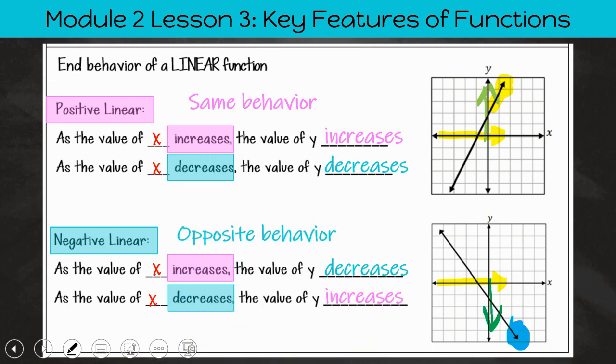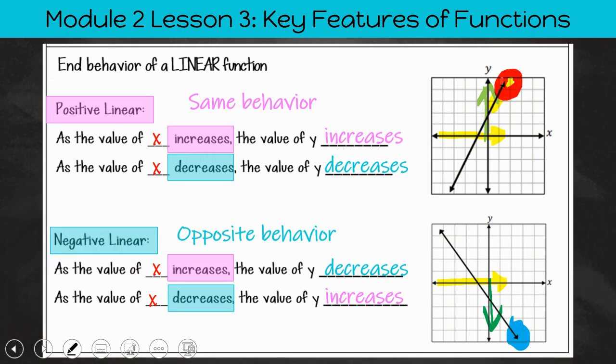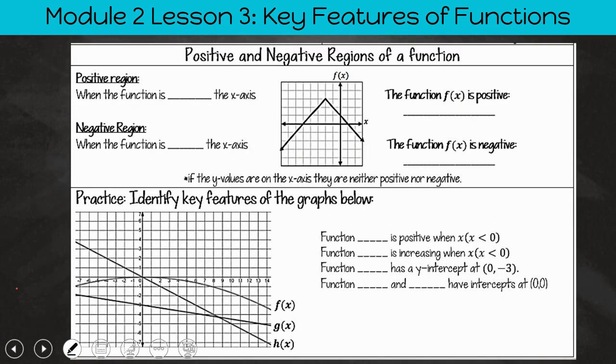If you say, for example, you were looking at a table, if your x values were going up and your y values were going down or getting smaller, then you would have opposite behavior, or you would have a negative linear function. Okay, I know that some people struggle with that. All you have to do is practice, or you can look at, is it ending here in this positive region, or is it ending down below, down here in this negative region? Okay, so that's end behavior.